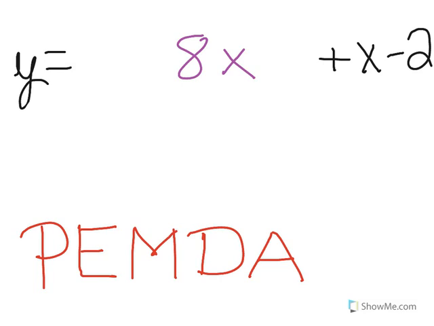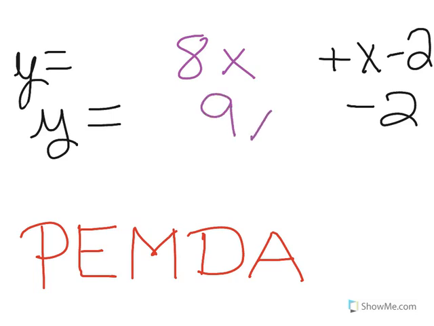So I rewrite the part of the problem that is not addition, and then I add the addition part. 8x plus x gives me 9x.